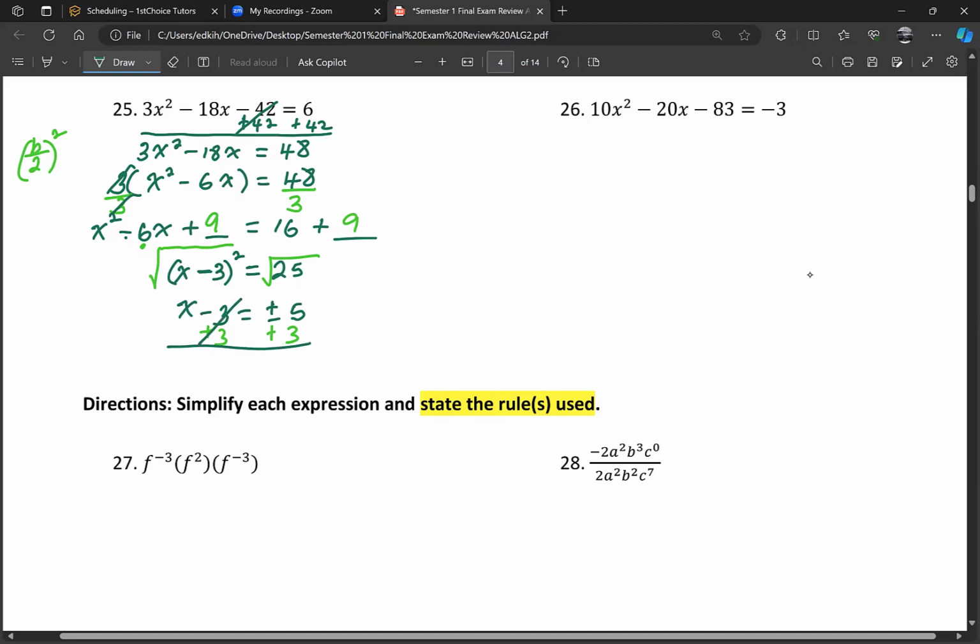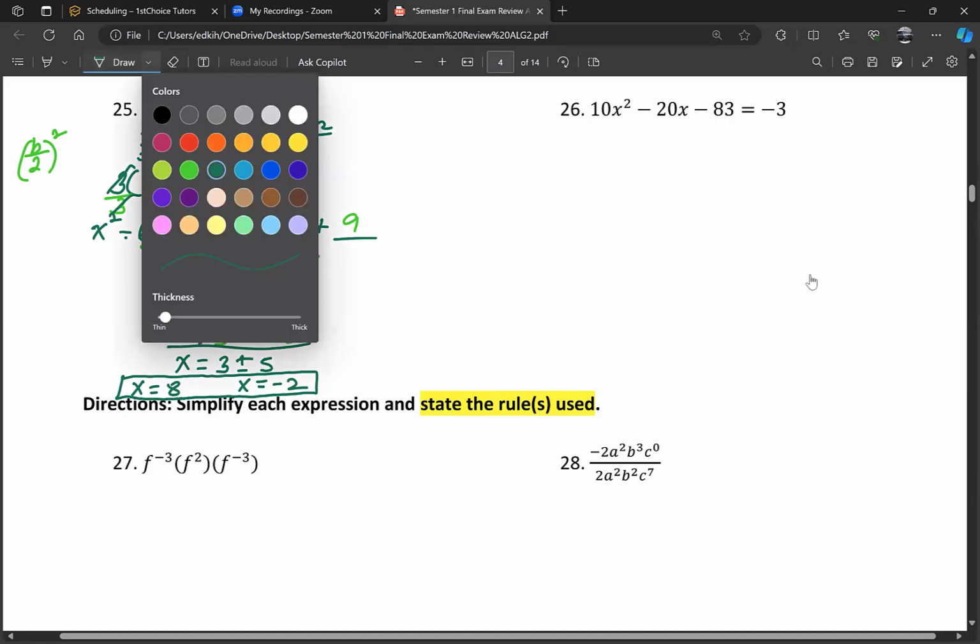So those are gone. So x equals 3 plus or minus 5. But we can actually finish this off by saying x equals 8 because 3 plus 5 is 8. And x equals negative 2 because 3 minus 5 is negative 2. Those are the answers to question 25.